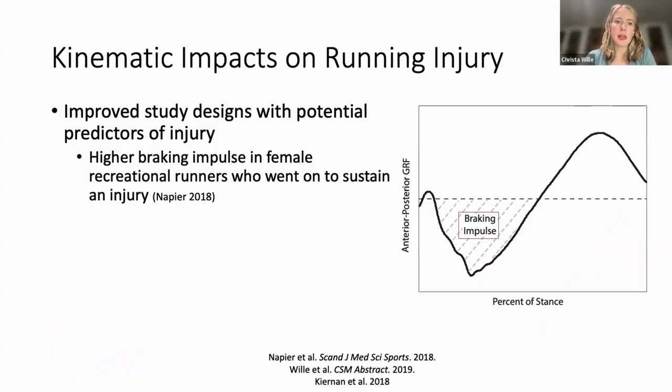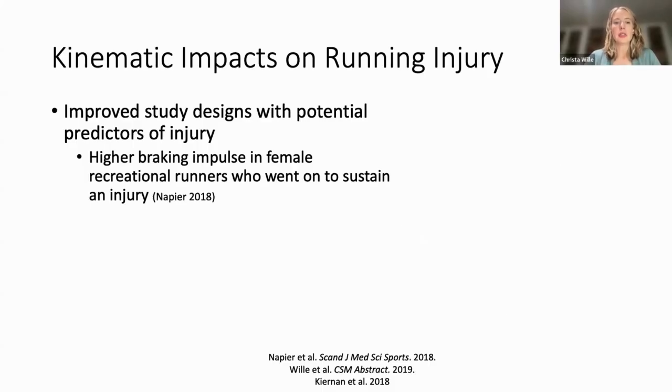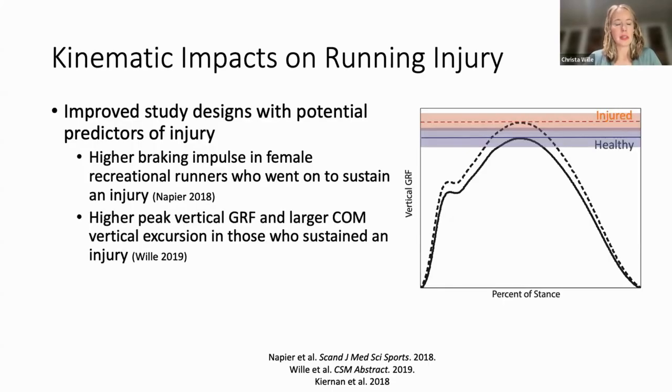So a couple pieces of information that we do know are related between the kinematic impacts of running and running injury. We do see some changes or associations with loading patterns in our runners who do go on to sustain an injury. One study found higher braking impulse. Again, this was primarily in females. So you'll start to see here the importance of sex that Jeff will expand on in just a bit here.